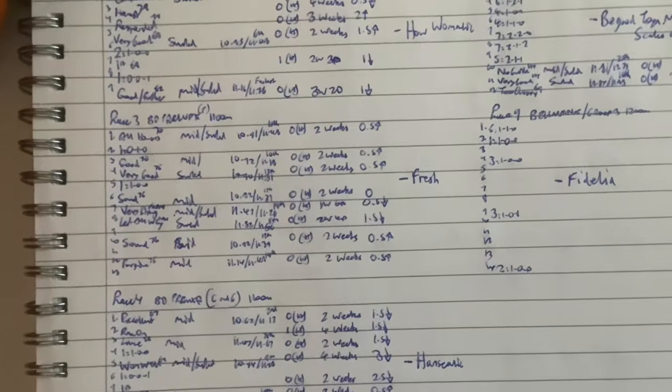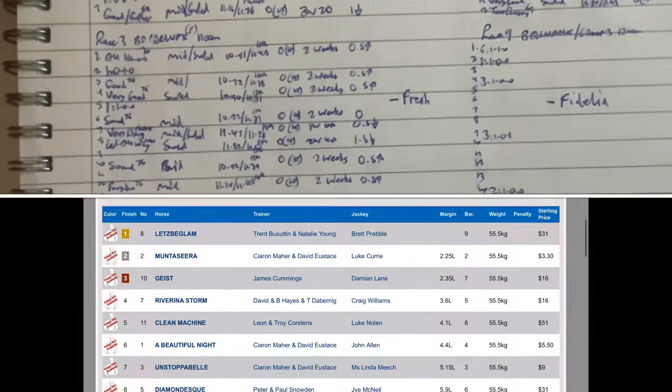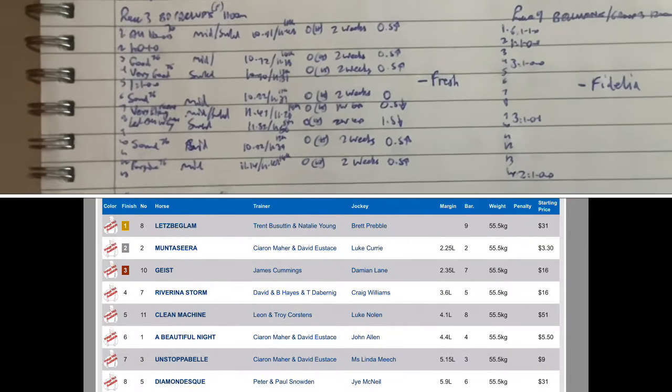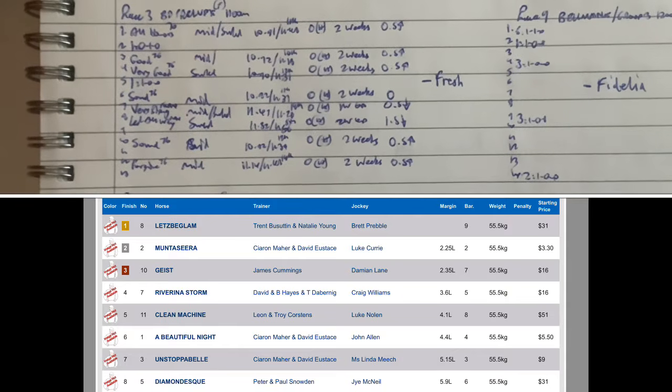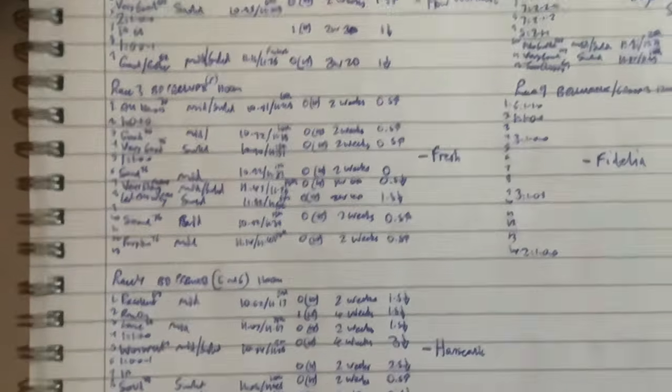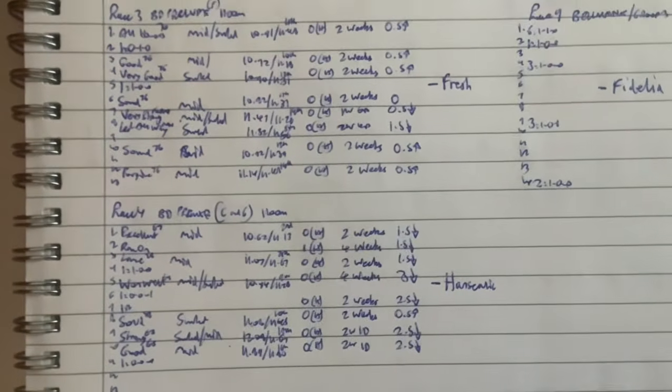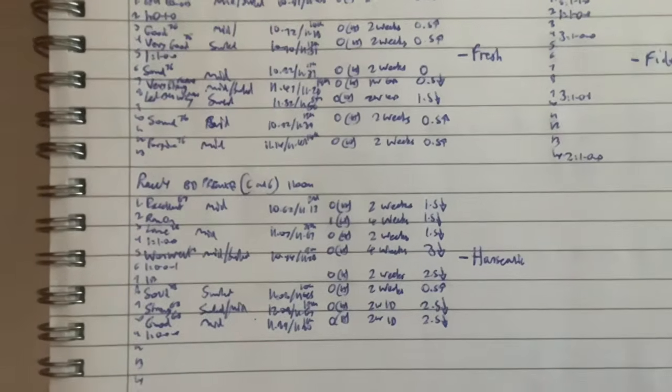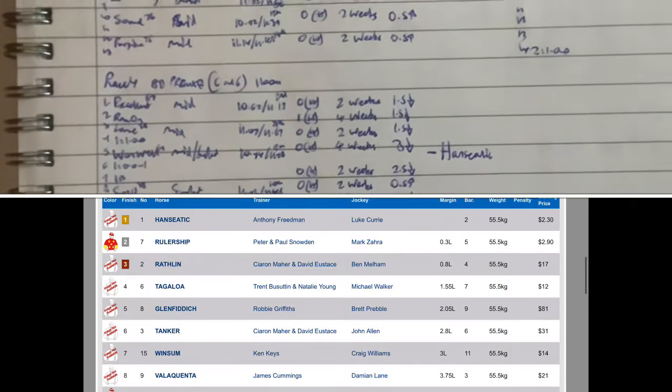In race 3, the Blue Diamond Prelude for the fillies, I went with number 4, Fresh, and number 8, Let's Be Glam, which got the win, led all the way in a maiden and was suited. Then in race 4, the Colts and Geldings version, I went with Hanseatic, and it got the job done, number 1, which is good.